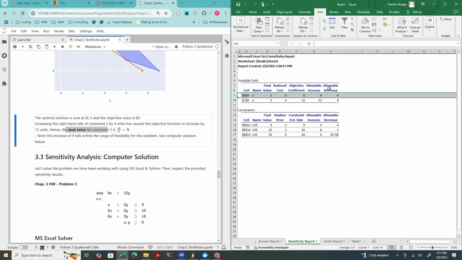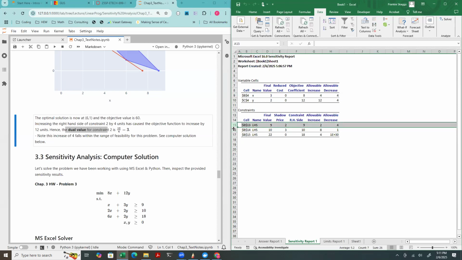And then notice my allowable decrease is 4 here. So 8 minus 4, that is the lower bound of the objective coefficient for that decision variable x there. Same thing can be applied for y in the decision variable. All right, so with that being said, let's go ahead and come down here.